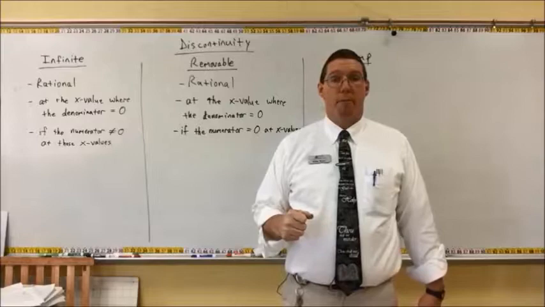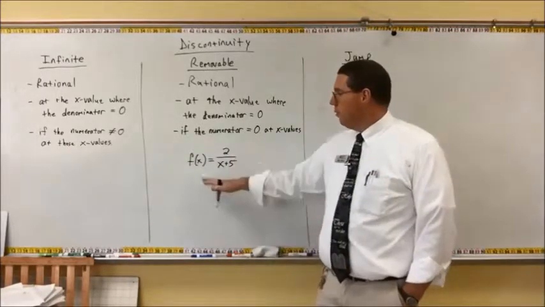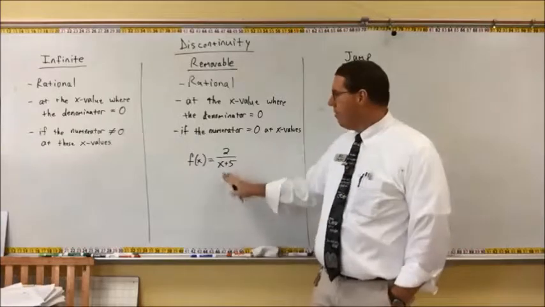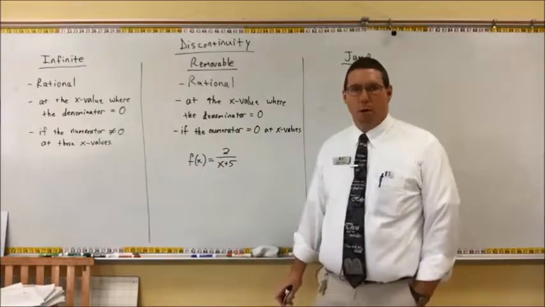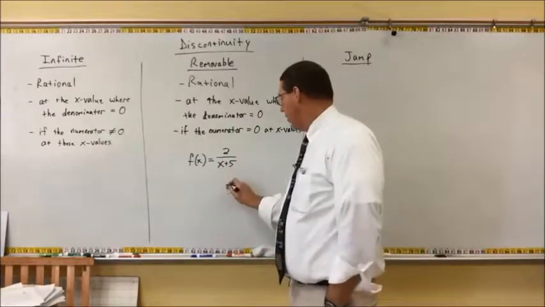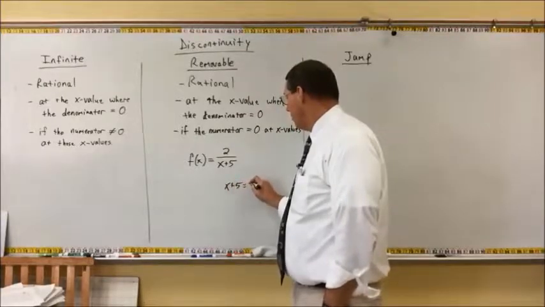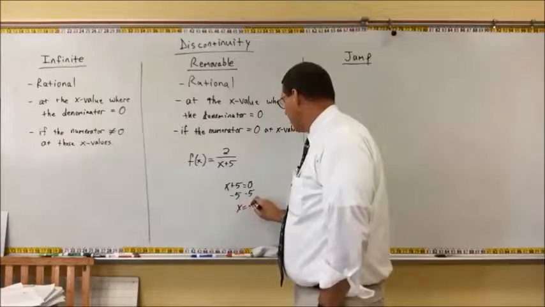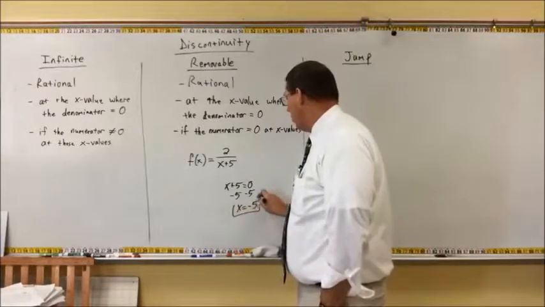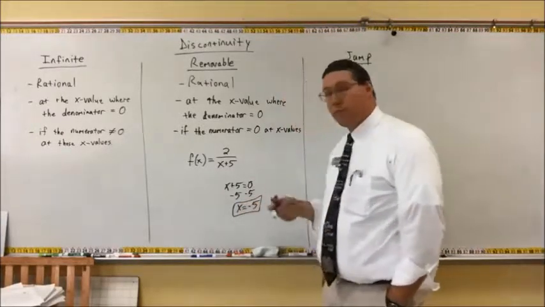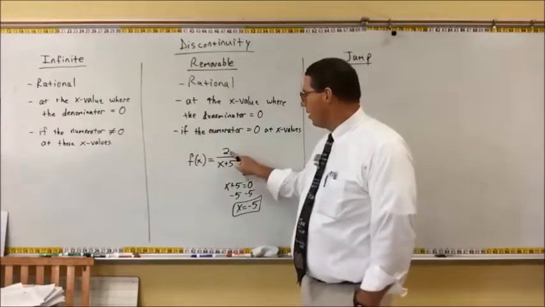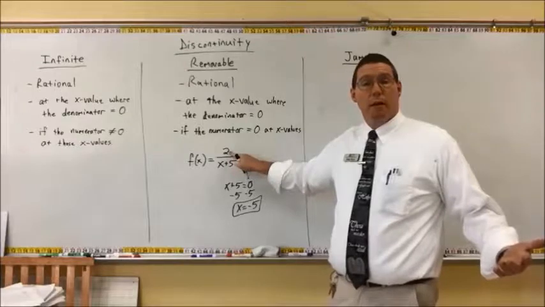Let's do a couple of examples. Okay, this one's an easy one. We have f of x is equal to 2 over x plus 5. Can the denominator equal 0? Yes, it can. If we take x plus 5, set it equal to 0, we can solve. Subtract 5 from both sides, and we get x equals negative 5. So we know that there's a discontinuity at x equals negative 5. Now, what about the numerator? Well, the numerator doesn't have a variable in it.